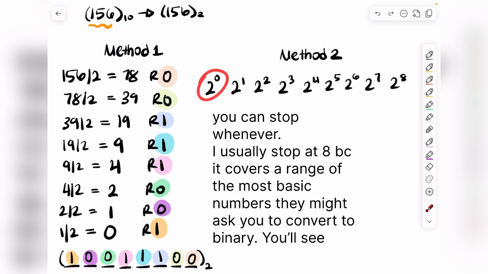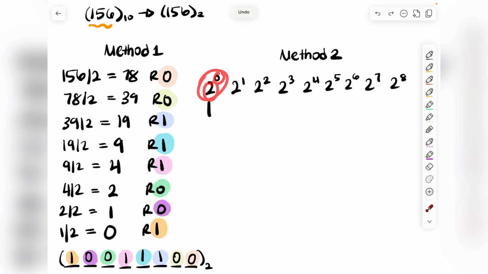What is 2 to the 0 power? Well, anything to the 0 power is just 1. 2 to the first power is just 2. 2 to the second power is 4. 2 to the third power is 8, and so on.